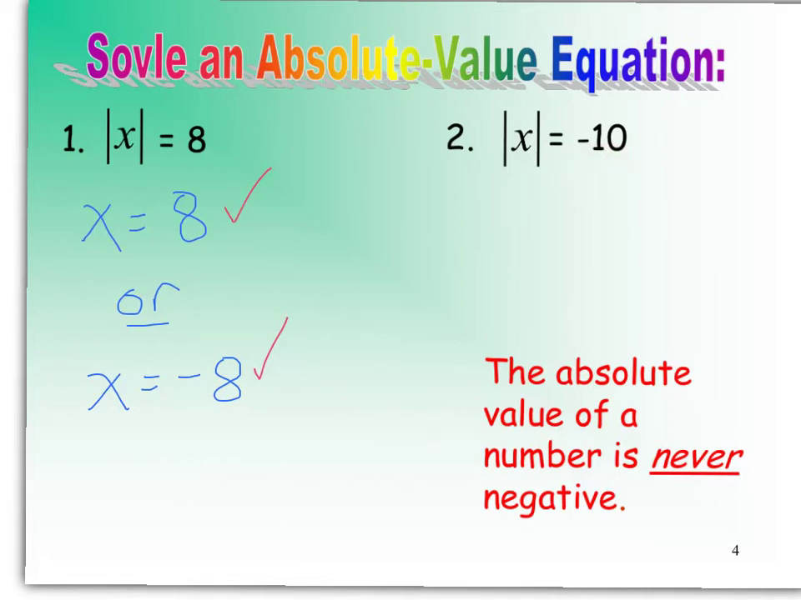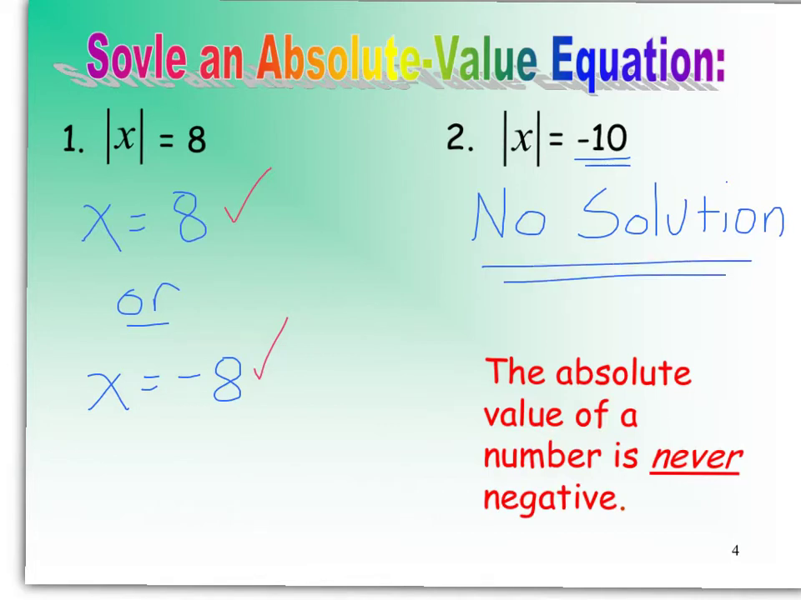The absolute value is always going to come out to be a positive value because it's measuring a distance. So in this equation, we would say no solution because it's not possible. There's no value of x that we can find that's going to make the absolute value of x equal to negative 10. So in this case, we would say no solution. Okay, because the absolute value of a number is never going to give us a negative result.